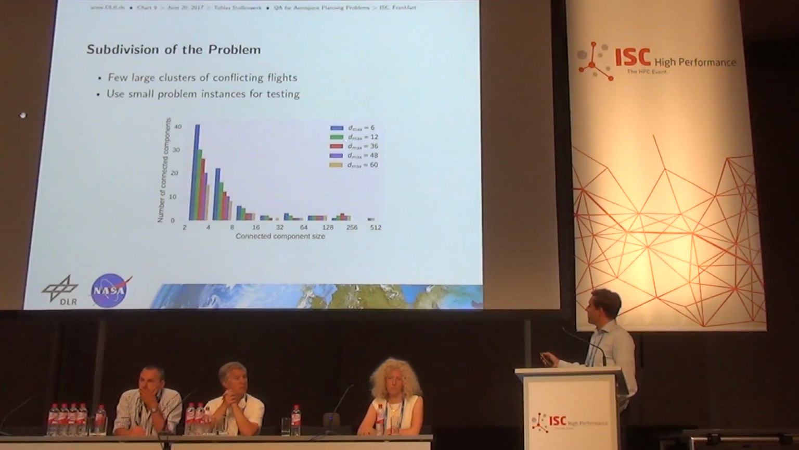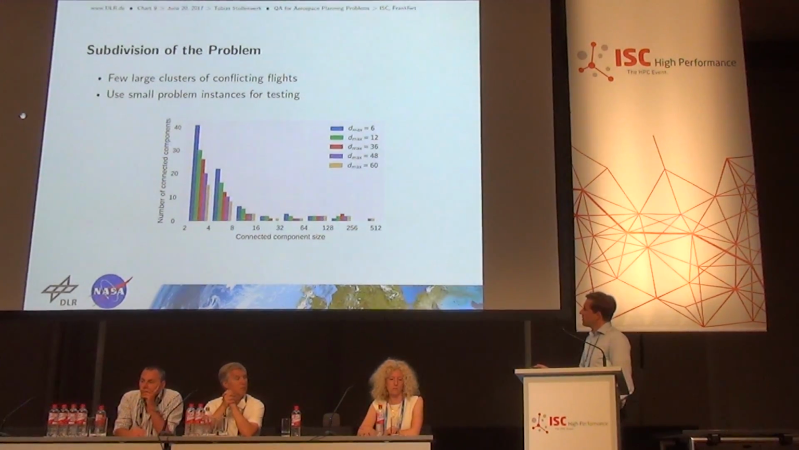So we have a lot of problems where we only have 2 flights with 1 conflict, and at the other edge of the graph, you can see that there are a few very big clusters of problems. These actually don't fit on the machine, but we can use all these small sub-problems to test our approach on the D-Wave machine.